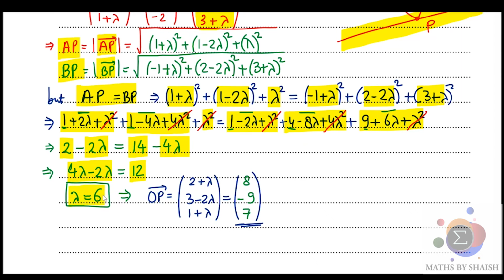So lambda equals 6. Once we have lambda, the position vector of P, that is OP, we have already calculated. We only need to substitute the value of lambda. So we get (8, -9, 7).